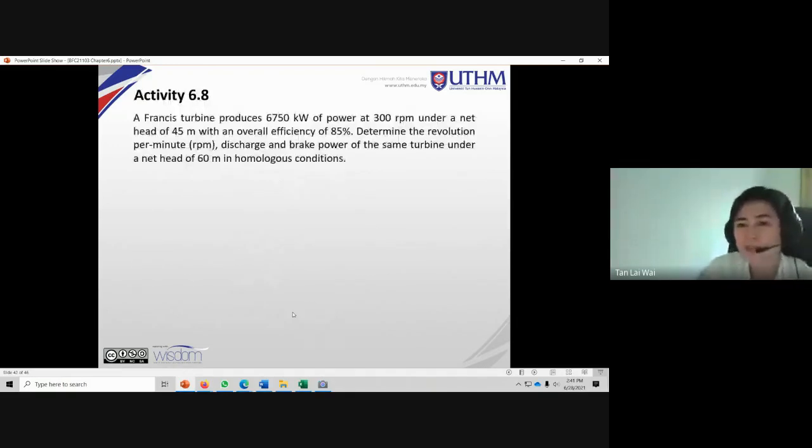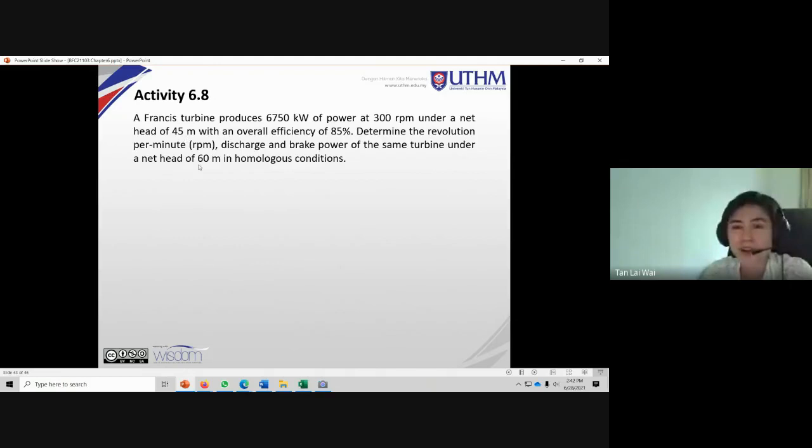So let's look at one activity here. You have activity 6.8. You have a Francis turbine that produces an output power of 6,750 kilowatt at a speed of 300, net head of 45, with overall efficiency of 85% or 0.85. Now determine the speed, discharge and brake power of the same turbine under a net head.